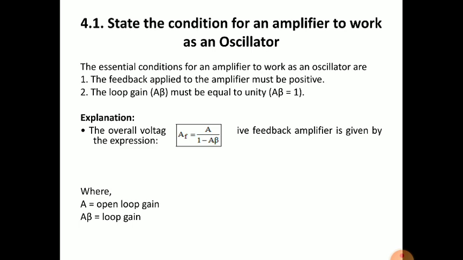First, state the condition for an amplifier to work as an oscillator. What do you mean by an oscillator actually? An oscillator will oscillate and produce oscillations. That means it will produce the output waveforms. So from where does this oscillator concept come? That is from the basic amplifier itself, that is the tuned amplifier itself.